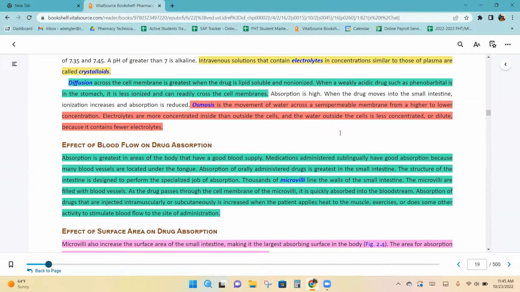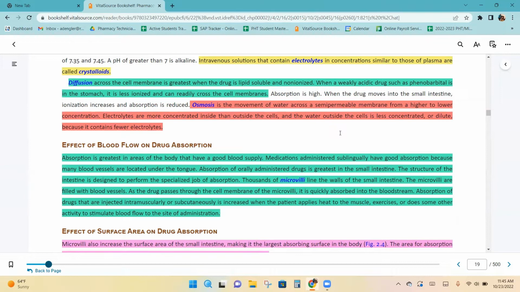When a weakly acidic drug such as phenobarbital is in the stomach, it is less ionized and can readily cross the cell membrane. Absorption is high when the drug moves into the small intestine. Ionization increases and absorption is reduced.